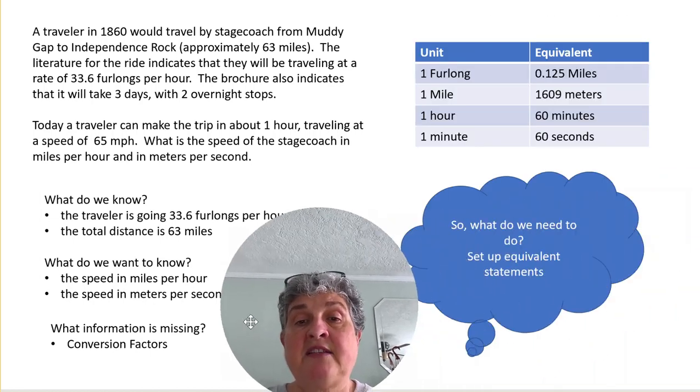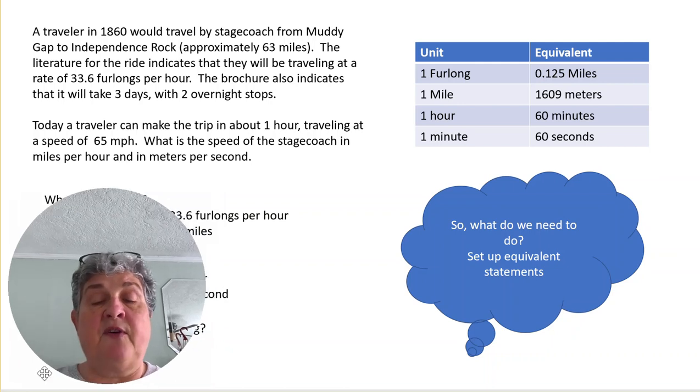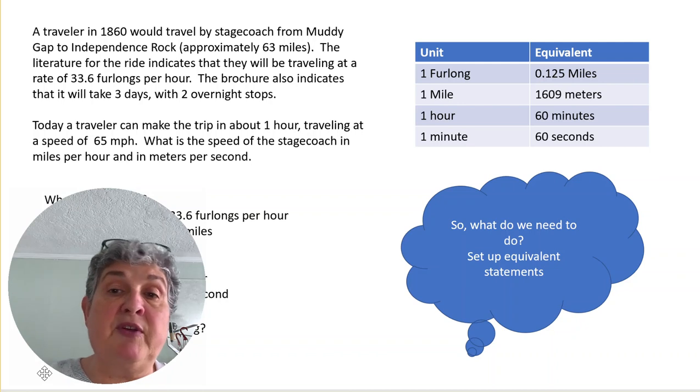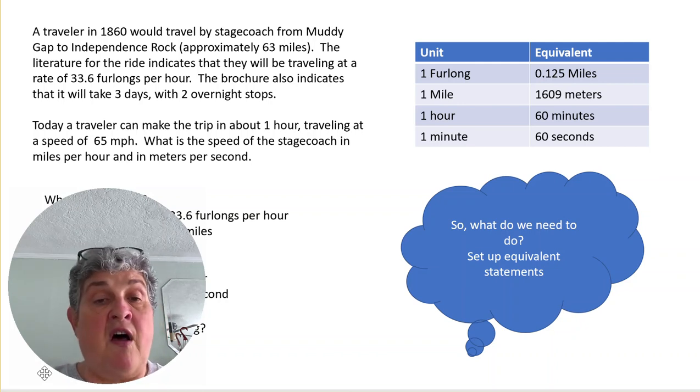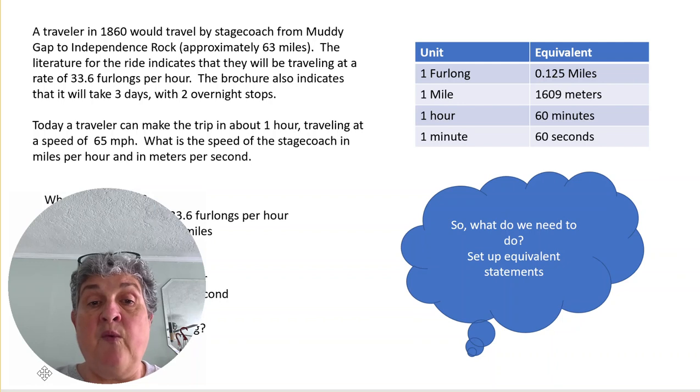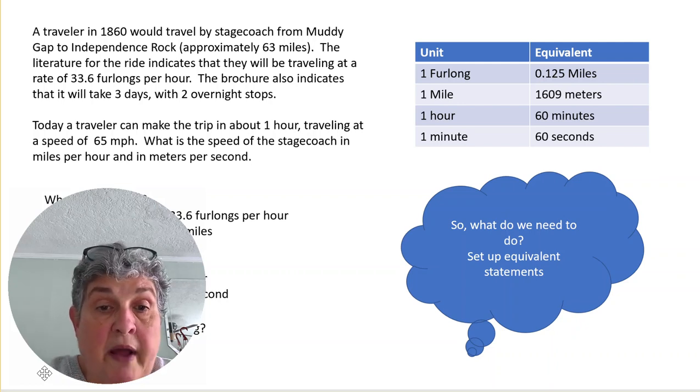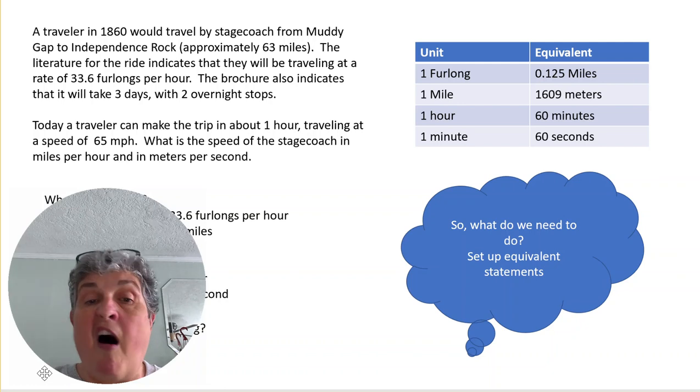So here we go. That's the information that we already have, and I can put myself over that. So we need those conversion factors. So I've given us a table of conversion factors. We know that 1 furlong is 0.125 miles. 1 mile is 1609 meters. 1 hour is 60 minutes, and 1 minute is 60 seconds. These are equivalent statements. If I do 1 furlong divided by 0.125 miles, that's just a 1. And I can multiply by 1 all day long.